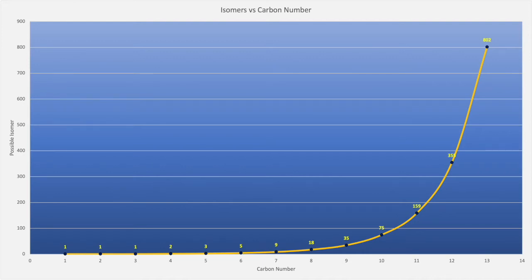This chart illustrates the number of isomers for each carbon number. I've only gone out as far as carbon 13 and already there are 802 possible isomers. By C30, there are over 4 billion possible isomers, and that is only considering single bonded carbons or saturates. Now let's consider a crude oil which has hydrocarbons ranging from C1 all the way out to C100 and beyond, and imagine how many isomers might make up the whole composition.